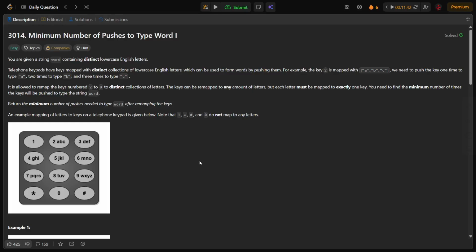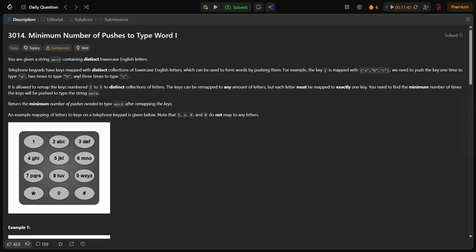Hello everyone, in this video I'll be explaining the problem Minimum Number of Pushes to Type Word 1. You're given a string word containing distinct lowercase English letters. So give importance to distinct. Whatever word they've given, all the characters are distinct. So at max, how many characters will there be? Only 26, because we have just lowercase English letters.